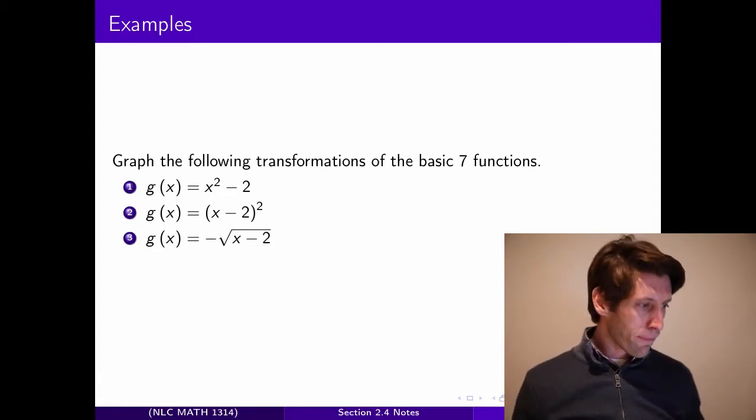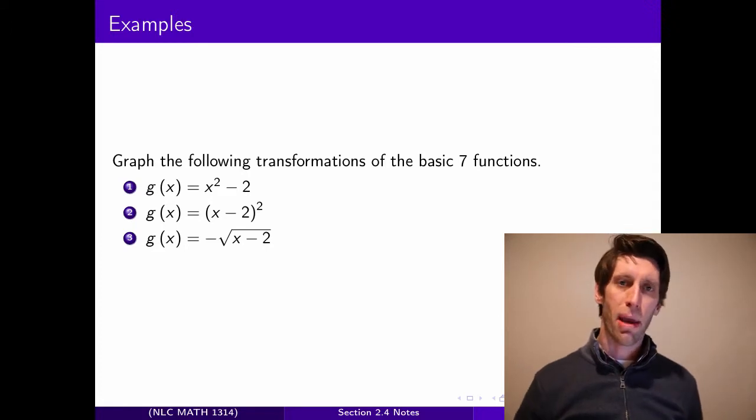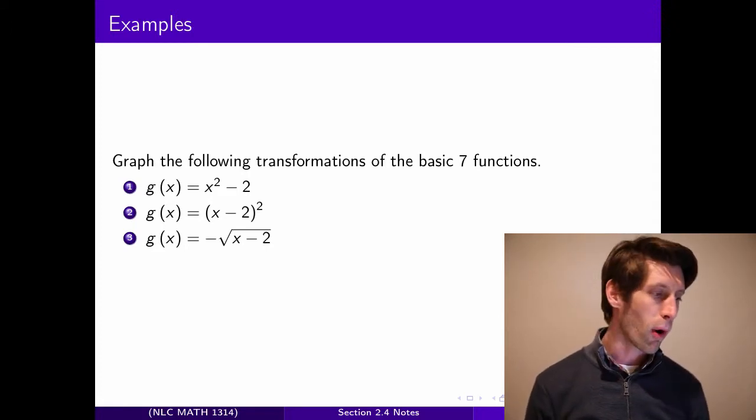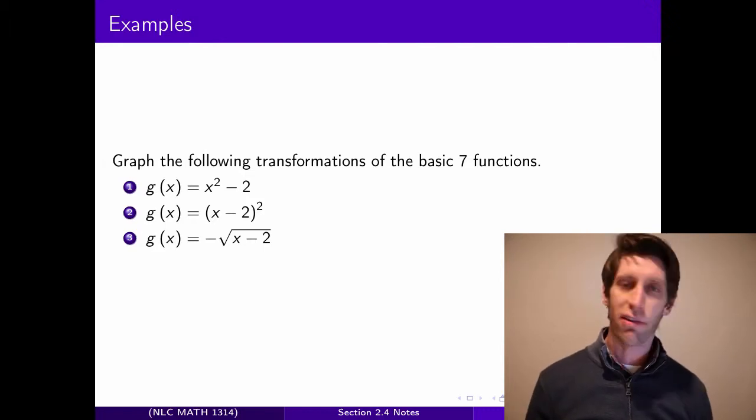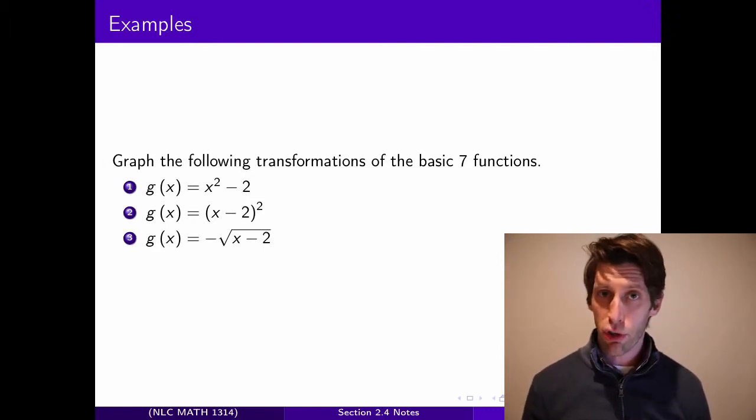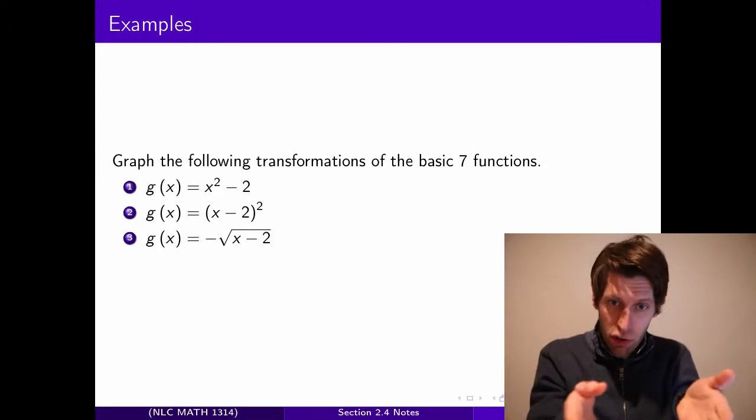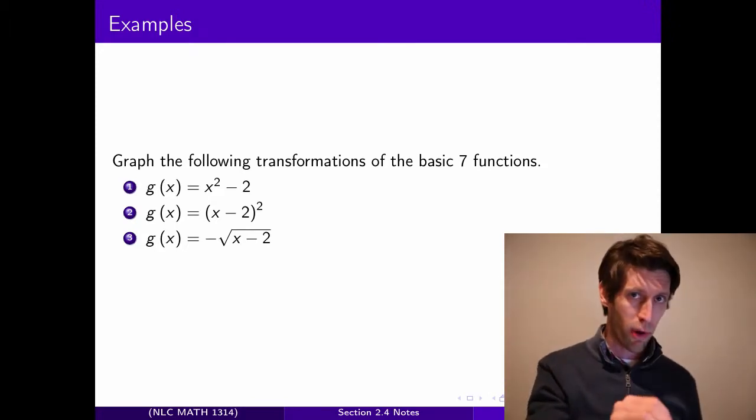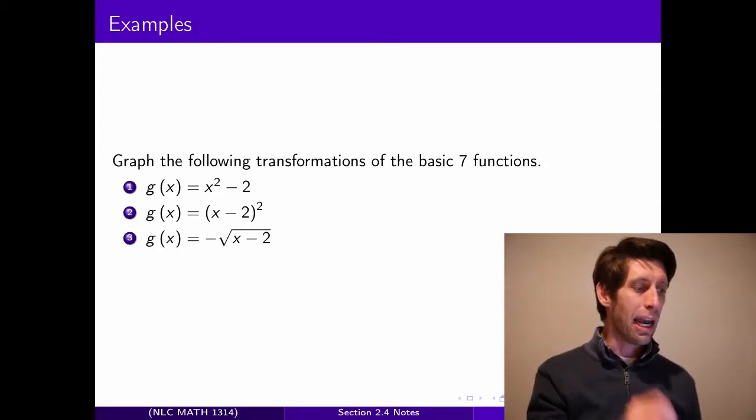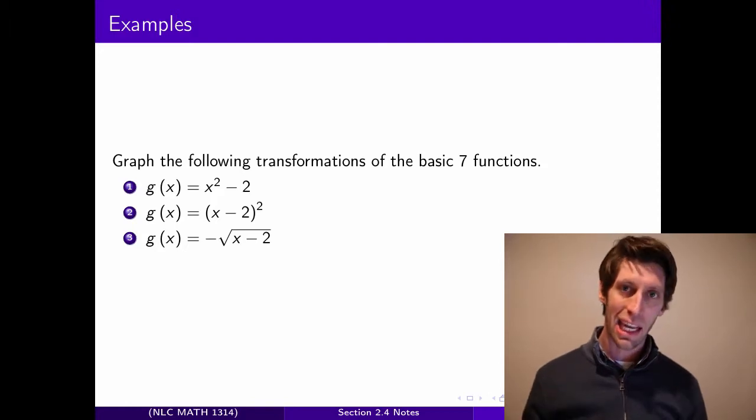So we want to graph the following transformations of the basic 7 functions that we looked at before. In part 1, g of x is x squared minus 2. In part 2, g of x is (x minus 2) quantity squared. Notice where that subtraction happens there. And in part 3, g of x is negative the square root of x minus 2.